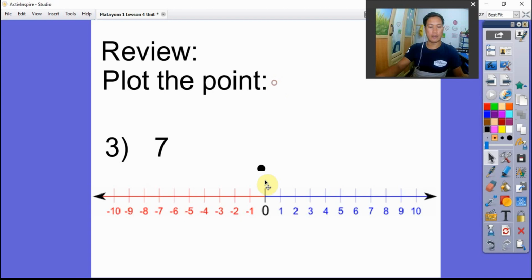Next, we have 7 or positive 7. So we move to the right 7 times and there's 7. Number 4, we have negative 6. Negative 6 is to the left of 0. So negative 6 is here.